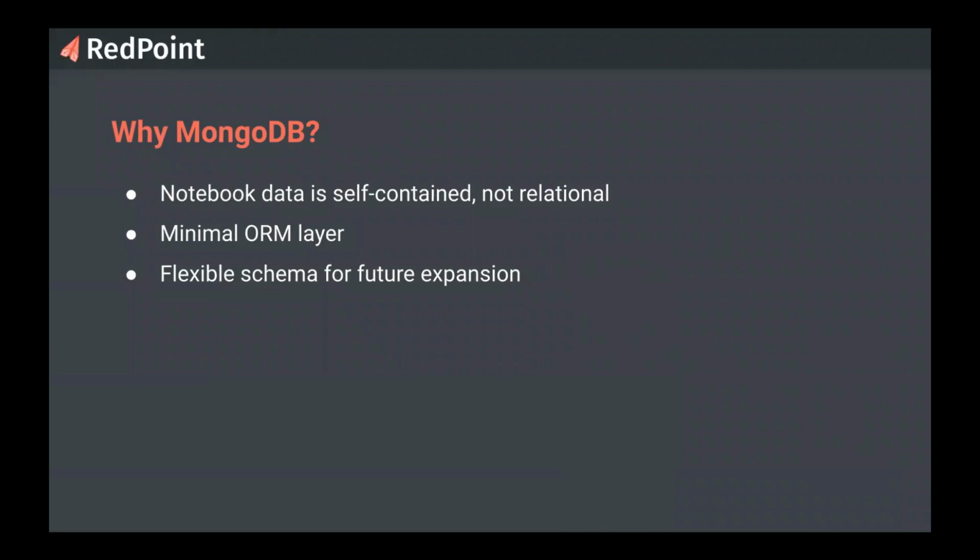And finally, I'll just talk about why we chose MongoDB for a database product. Our notebook data is very self-contained. There's no relational connections between one notebook and the next. So that's a good fit for this kind of NoSQL database. It's got a really minimal ORM layer, meaning that we keep all of our notebook data in a JavaScript object in our top-level React component. And so that's a really close fit to the Mongo document model, which is like a nested JSON object. And finally, Mongo has a really flexible schema so that we can expand in future directions.